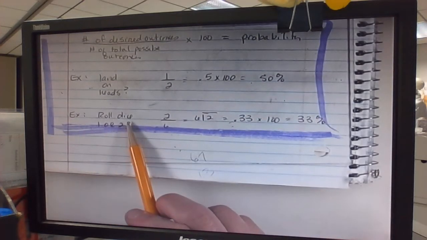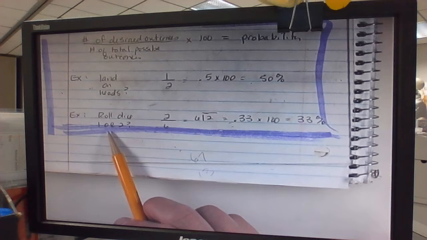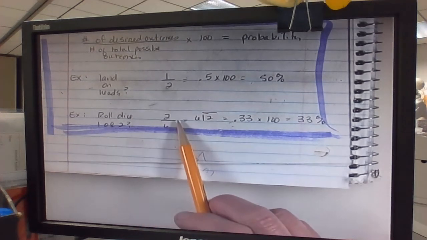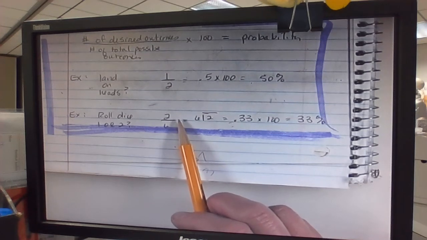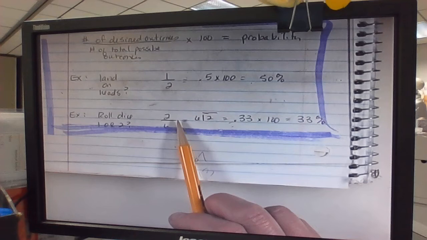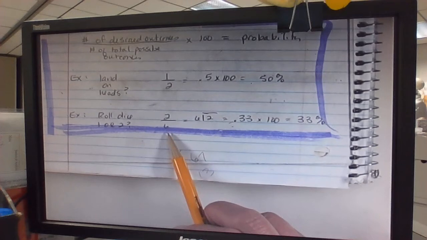Next, let's say I want to roll the dice. I want a 1 or a 2. 1 I'm happy with, 2 I'm happy with, any other number I'm not happy with. There are 2 desired outcomes, 1 or 2. Either one of those is what I want to roll. There are 6 sides on a dice, so there are 6 possible outcomes.